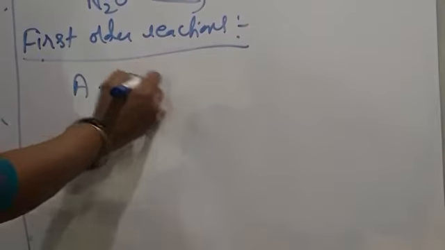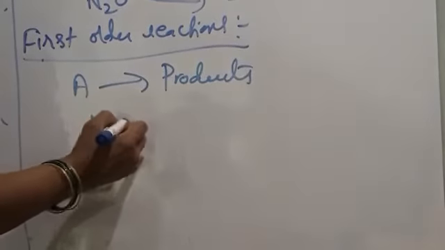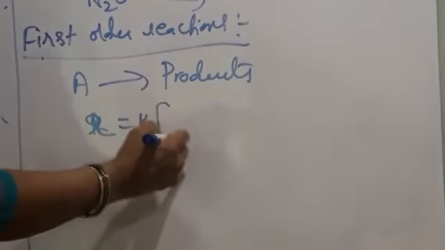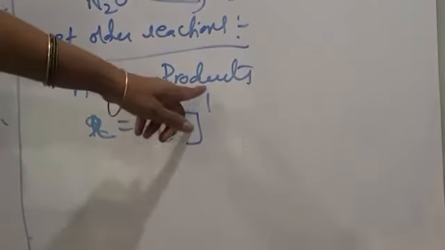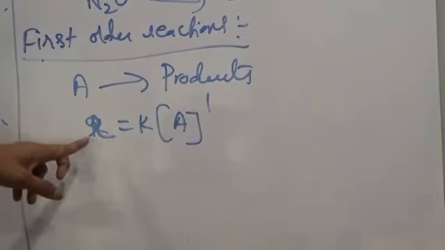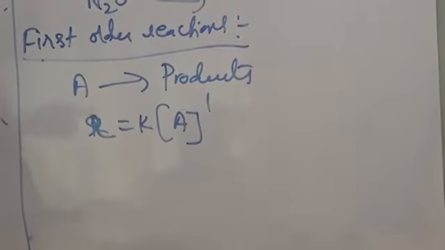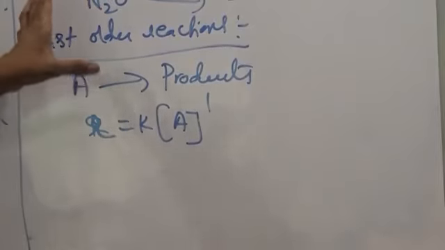For example, if we take a first order reaction, A gives products. The rate for this reaction is R equals K into A to the power 1. So, the order of this reaction is 1. Here the rate depends upon the concentration of reactants to the power 1, so we consider the order for this reaction as 1.